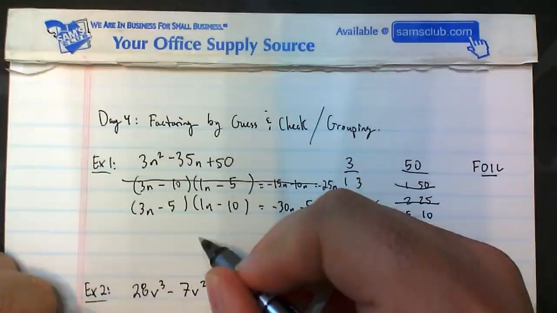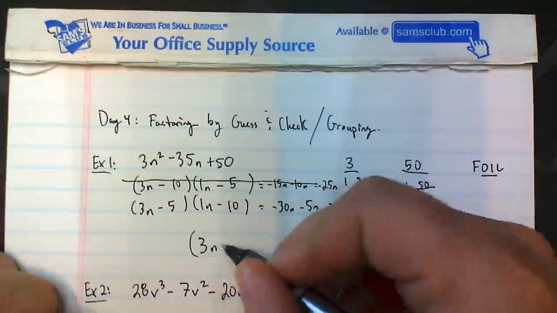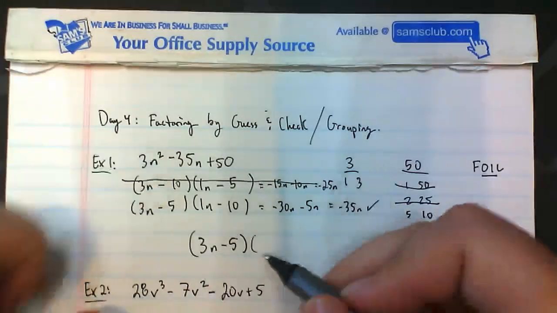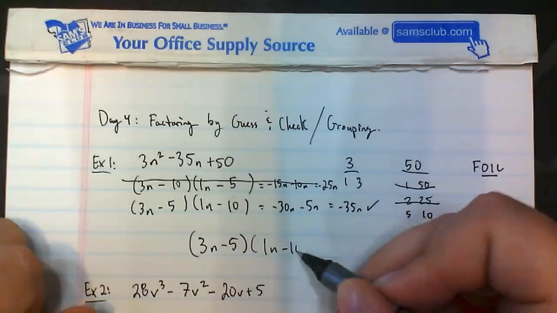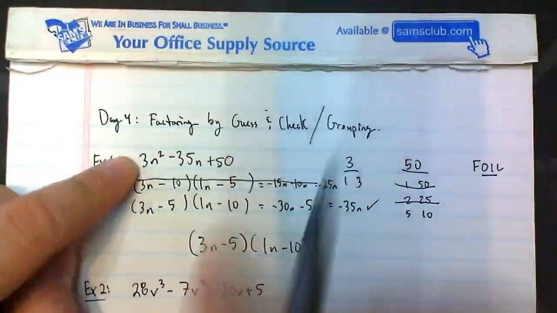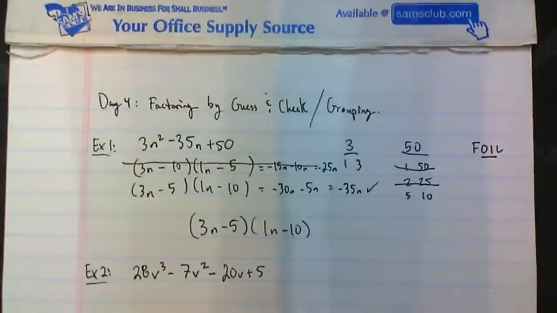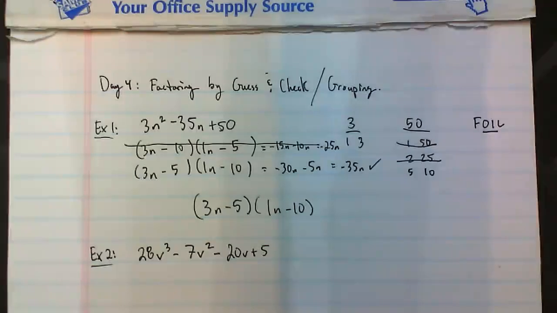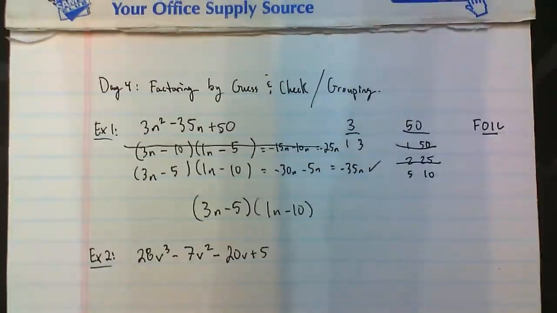3n times negative 10 is negative 30n. Negative 5 times 1n is negative 5n. That gives you negative 35n. So this is the one we want. So our solution to factor is 3n minus 5 times 1n minus 10. And that gives us the factored form of this guy. So perfect.